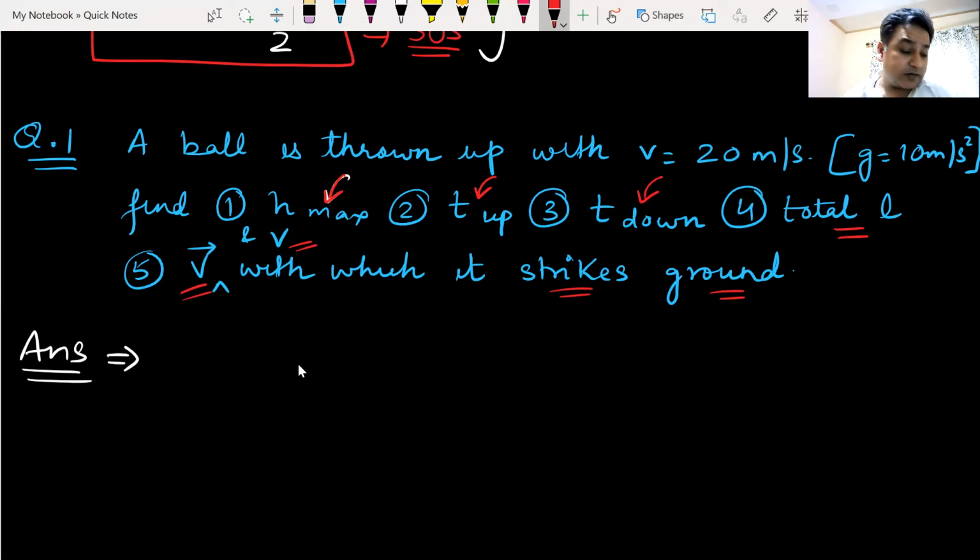Solve it as a homework. Try it at home and put your answers in the Telegram group. Am I clear with the question? Anyone has any doubts with the question? Please tell me.